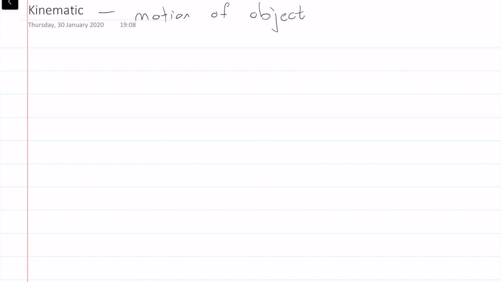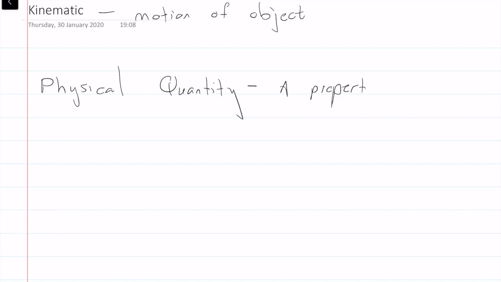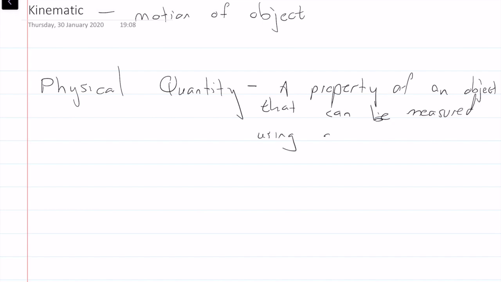So basically what we're trying to do is understand the motion of objects. But like all good things, we need to start off with some definitions. The first thing we need to know is what is a physical quantity. A physical quantity is a property of an object that can be measured using a measuring instrument.